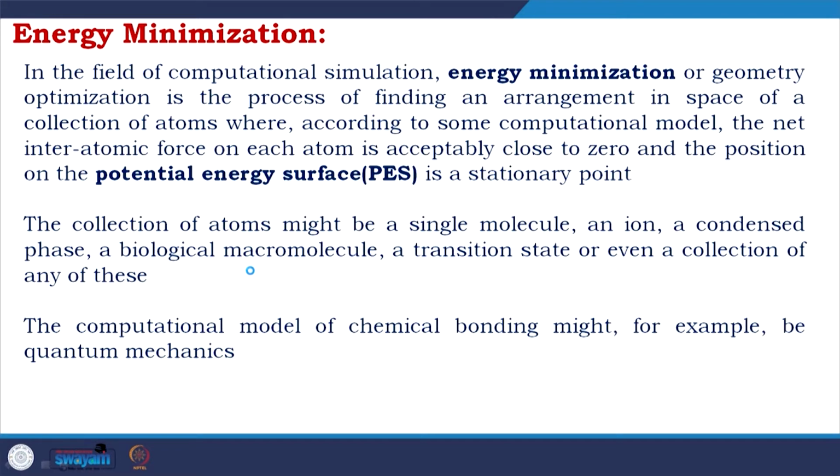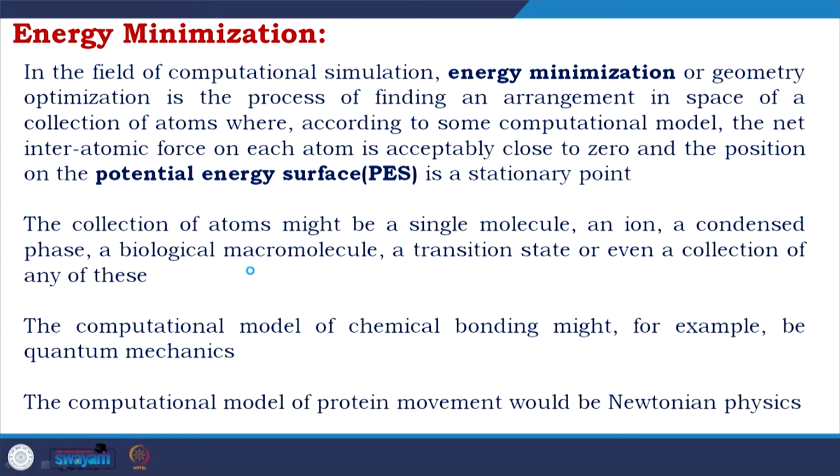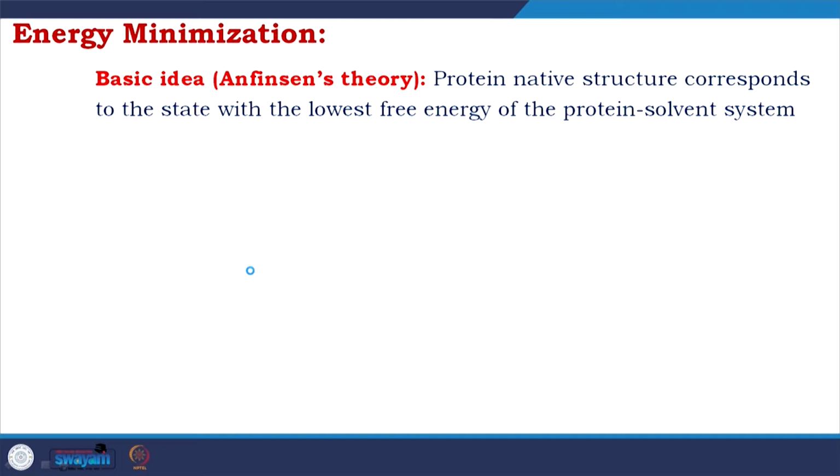The computational model of chemical bonding might come, for example, from the calculation of quantum mechanics, whereas the computational model of protein movement comes from Newtonian physics. When we come to protein, as I told, minimization has a huge role in studying protein. We will go back to Anfinsen's theory.